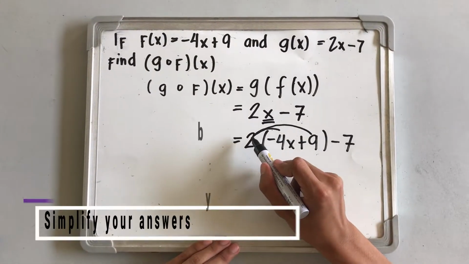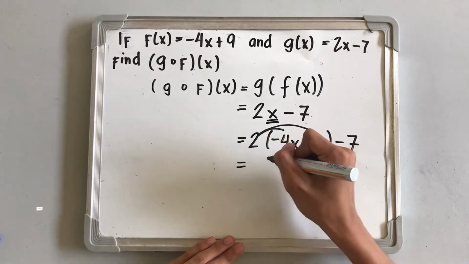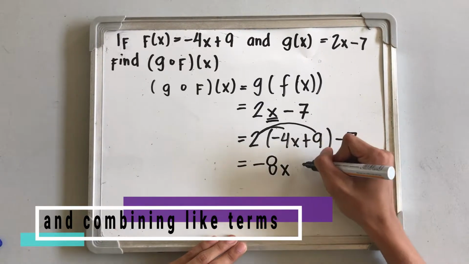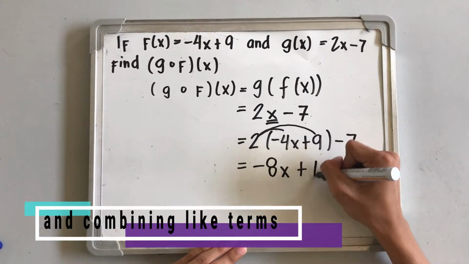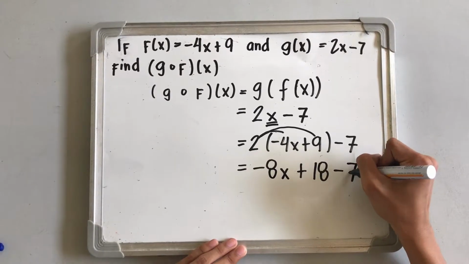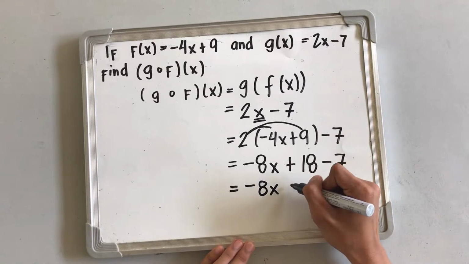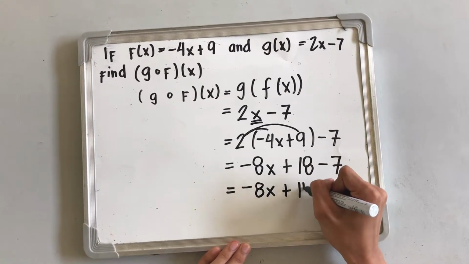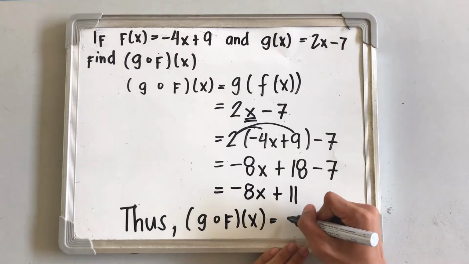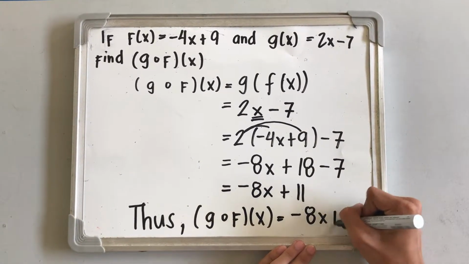We will distribute 2 inside the parentheses. 2 times negative 4x is equal to negative 8x, while 2 times 9 is equal to 18, then subtract like terms. 18 minus 7 is equal to 11. Thus, (g ∘ f)(x) is equal to negative 8x plus 11.